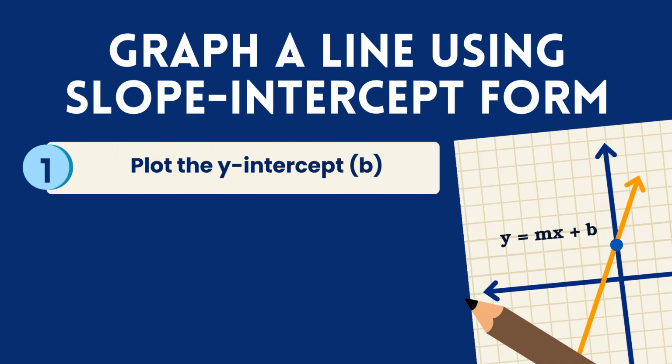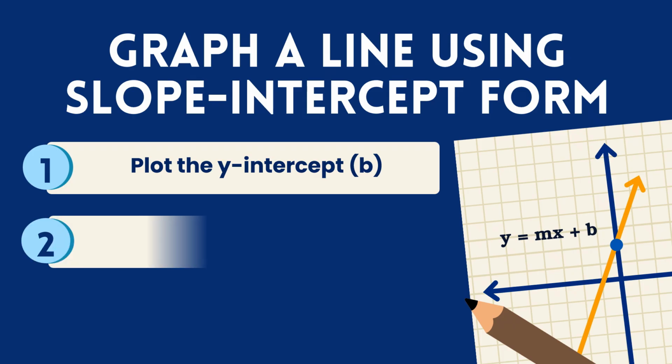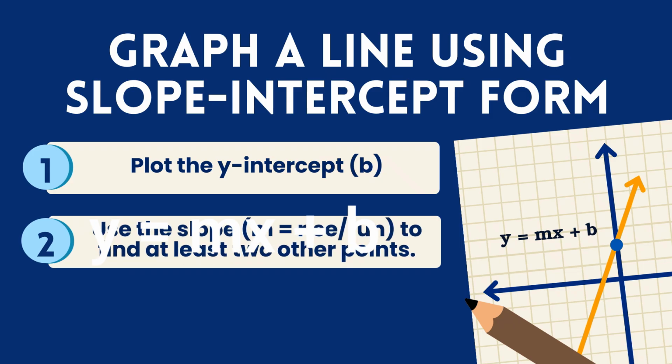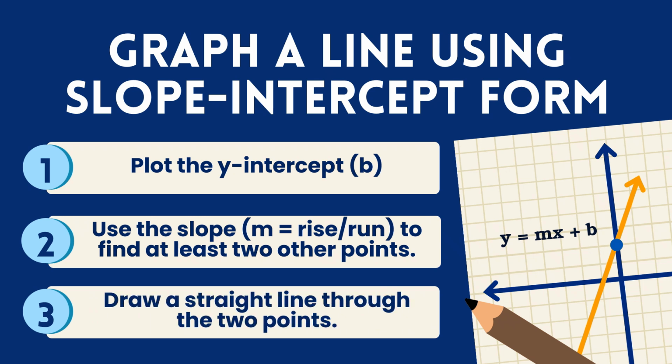First, you will plot the y-intercept or b, which tells you where the line crosses the y-axis. Next, you will use the slope to find at least 2 points by moving according to rise over run. Finally, you will draw a straight line through the points to complete the graph. This simple 3-step process helps you quickly and accurately create the graph of any linear equation.